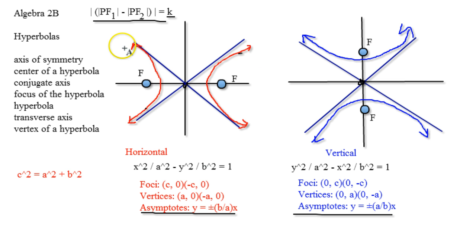Now these are going to be like twin parabolas constrained by these asymptotes right here. So you're either going to have them both going up and down or left and right. It just depends upon which one you have. To notice the difference between the two, the x comes first in the horizontal and then the y comes first in the vertical. That is an easy recognition of which set you're going to be dealing with.